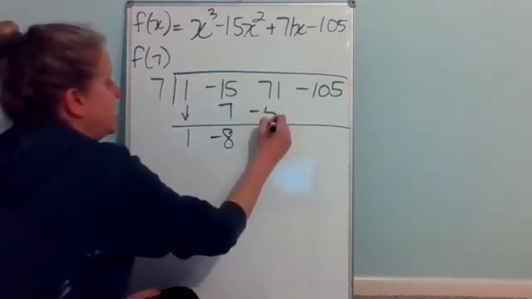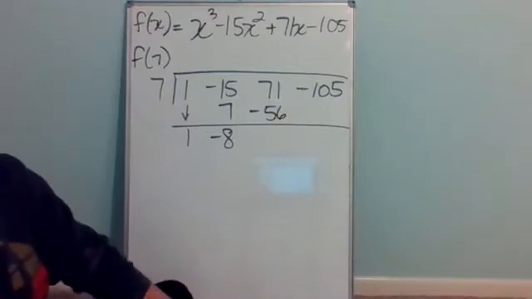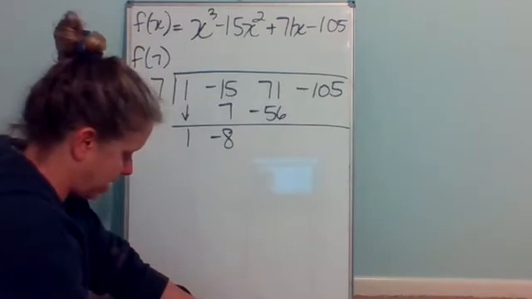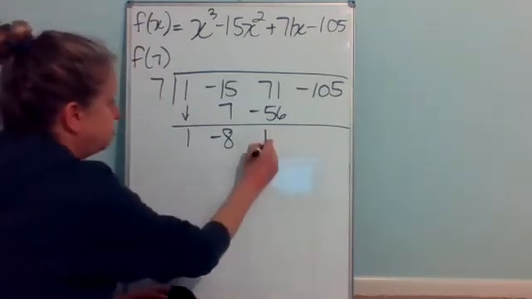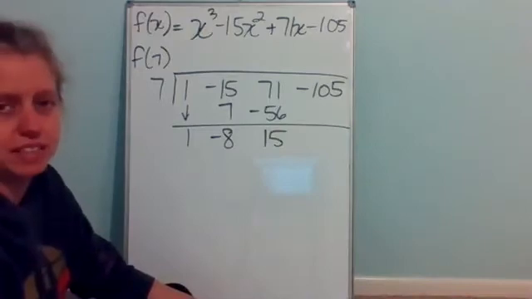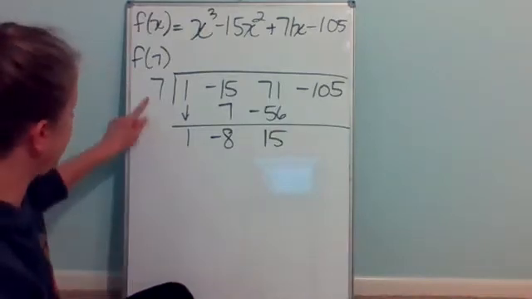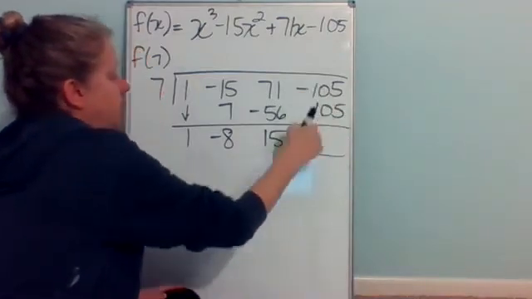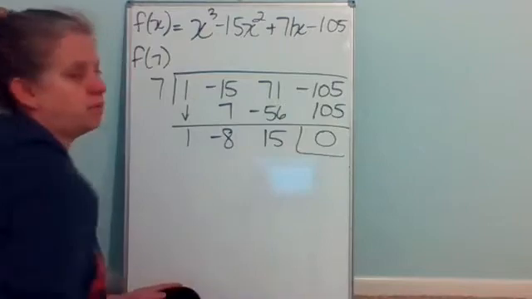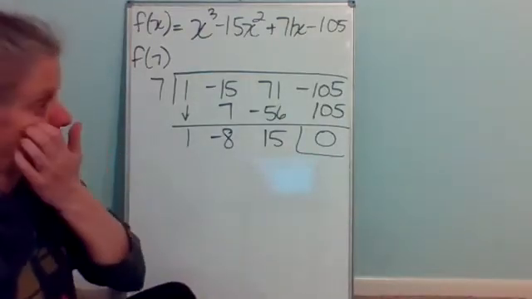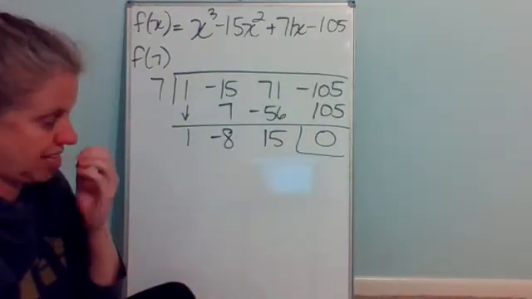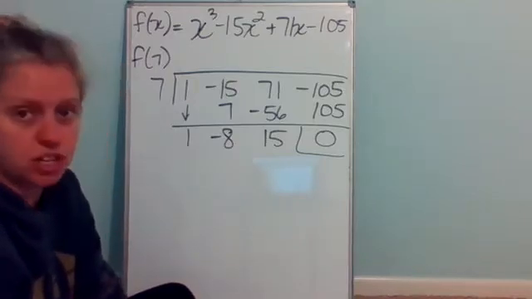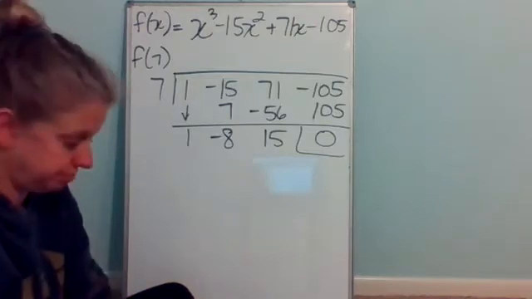7 times negative 8 is negative 56. Let's see, what 71 and negative 56 gives me? Positive 15. And the last one, 7 times 15 does give me positive 105. So when I combine that, negative 105 and positive 105 does give me 0. So that's pretty much what we're going to do on all of these.